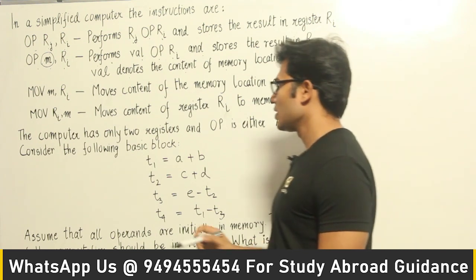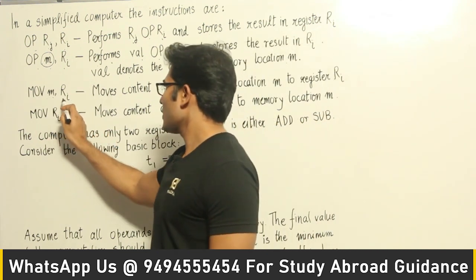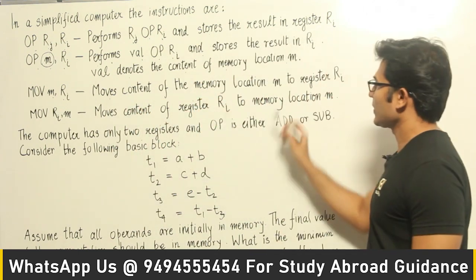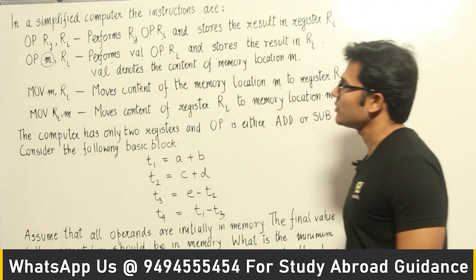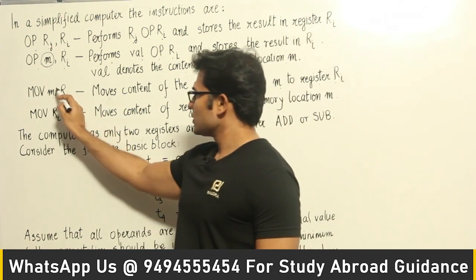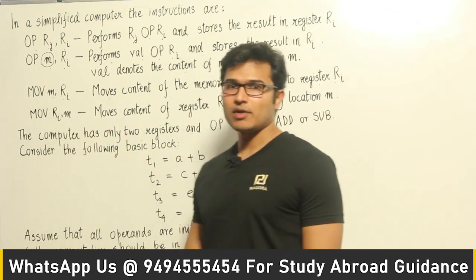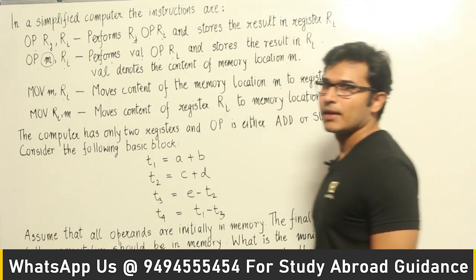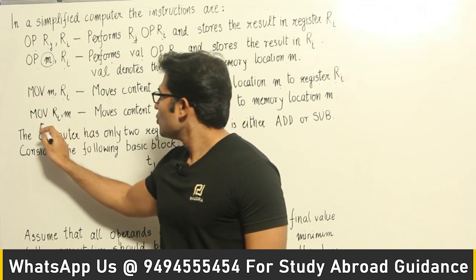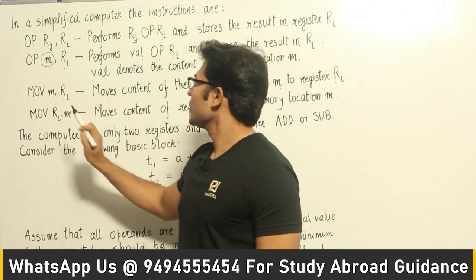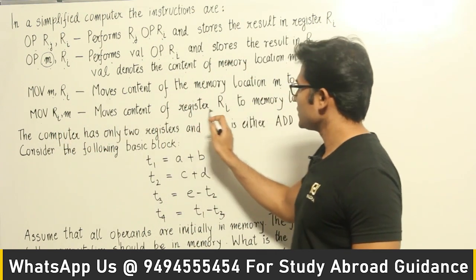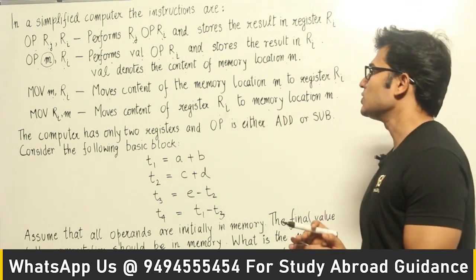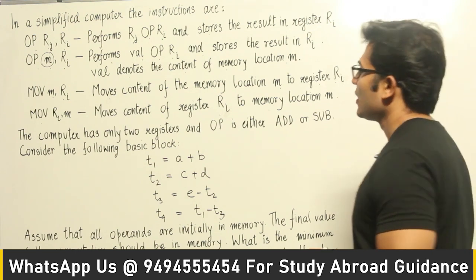And the next one is move m comma ri, which moves the content of the memory location m to the register ri. So whatever contents are present in memory location m are going to be moved into the register ri. And the next one is move ri comma m. It moves the contents of the register ri to the memory location m. So they are explaining what each operation is actually doing.